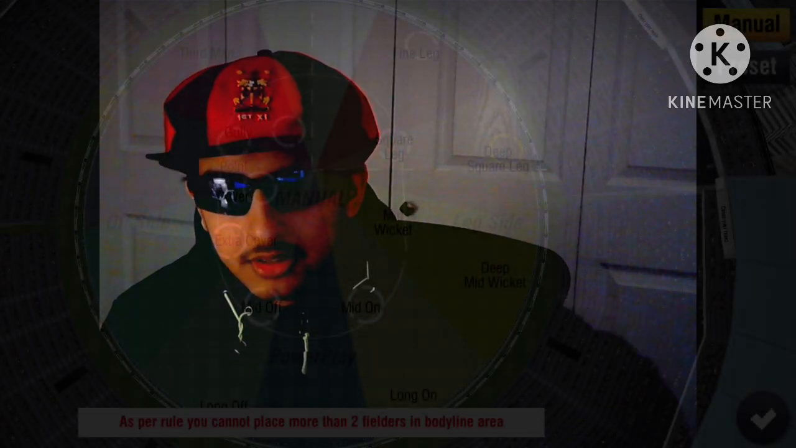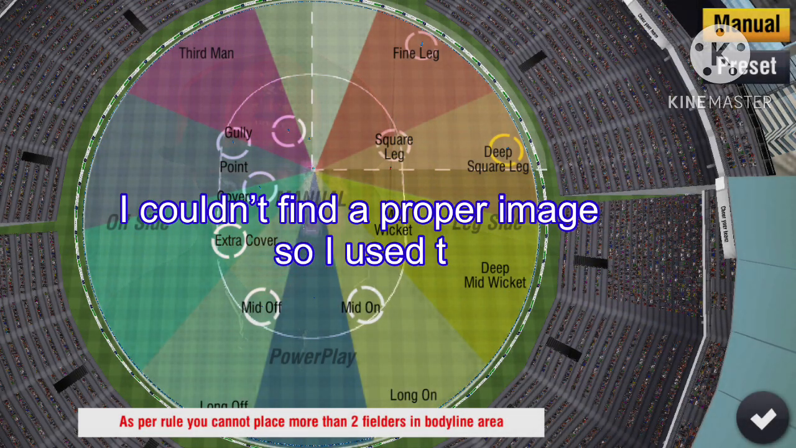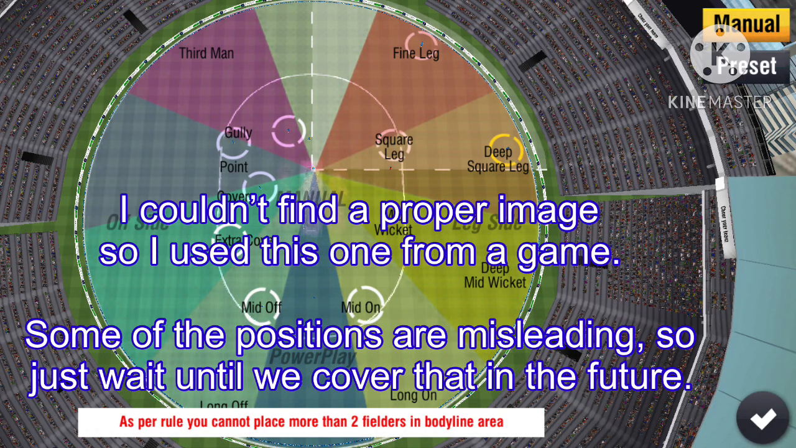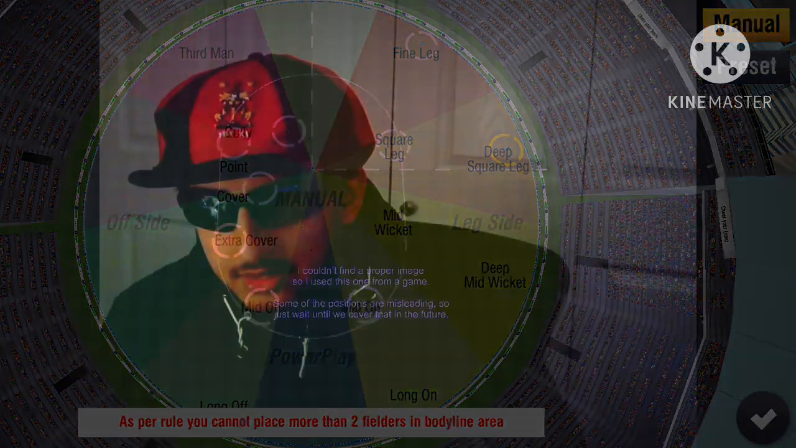For the fielding team, outside of power play restrictions, there is also a permanent restriction on the batsman's bodyline area, that is to say the quarter circle to their leg side and back, which cannot have more than 2 fielders in it. That's it for this video.